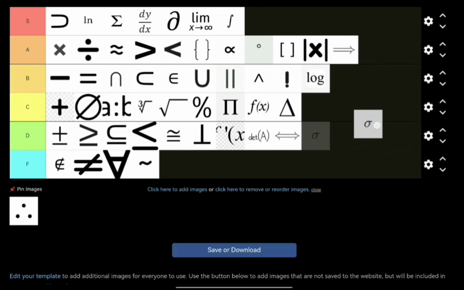Sigma, but this is like standard deviation, right? I mean, she looks cute. Same problem. I don't know if she's of age, right? I feel like she's under 18, so I'll say F tier because of that.